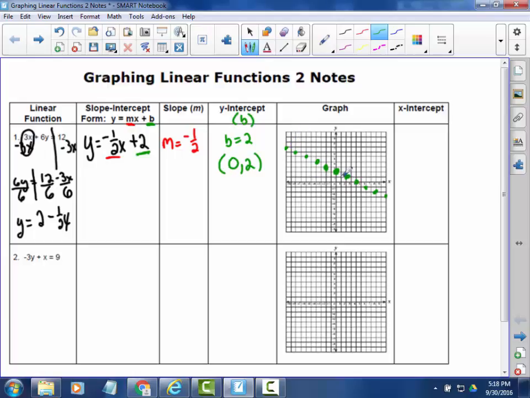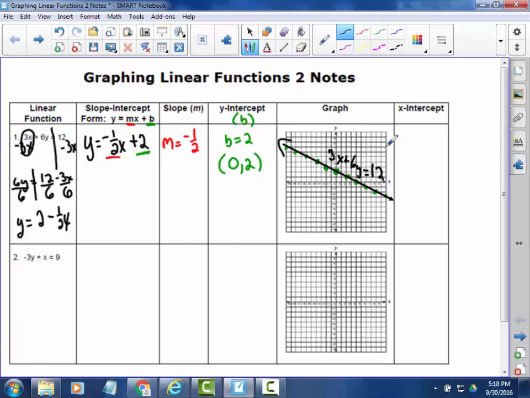Once I have plotted my points, I want to draw a line through them. So I line up as best I can using my straight edge through my points, and I'm going to draw an arrow on the end here because I know it goes on in both directions forever. Alright, so this is the line 3x plus 6y equals 12.